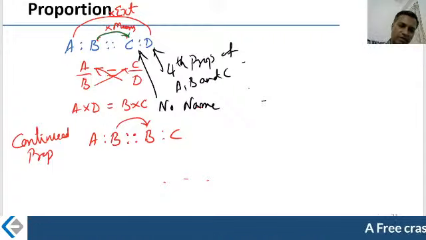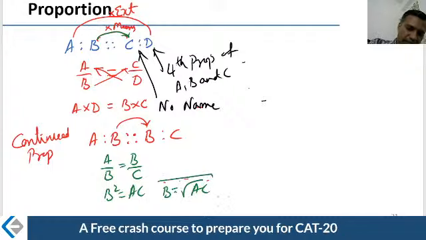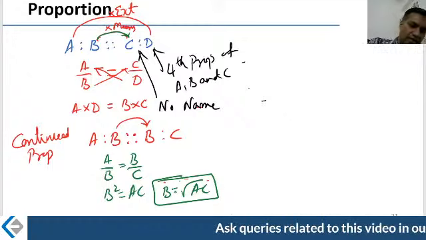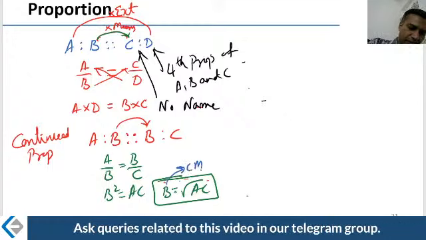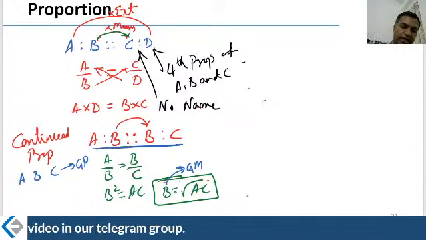Now take a look at this. So what does it mean to us? You can also write it as A by B is equal to B by C. Very important result. Therefore, B square is equal to AC. In other words, B is equal to under root of AC. Whenever B is equal to under root of AC, this B is also called the geometric mean of A and C. Therefore, whenever things are in continued proportion, A, B, C are in geometric progression. They automatically become geometric progression when you write a continued proportion.